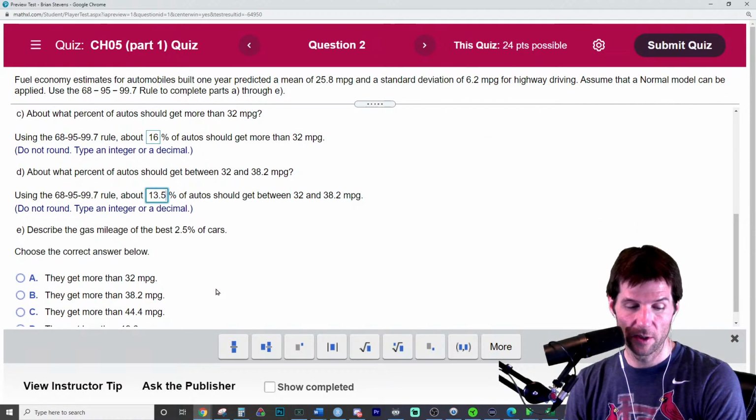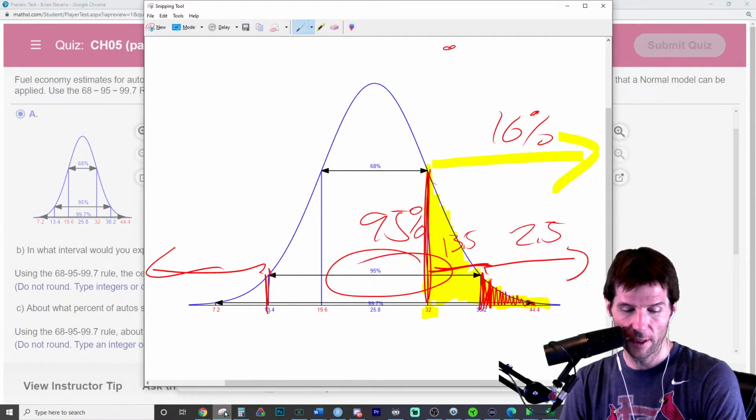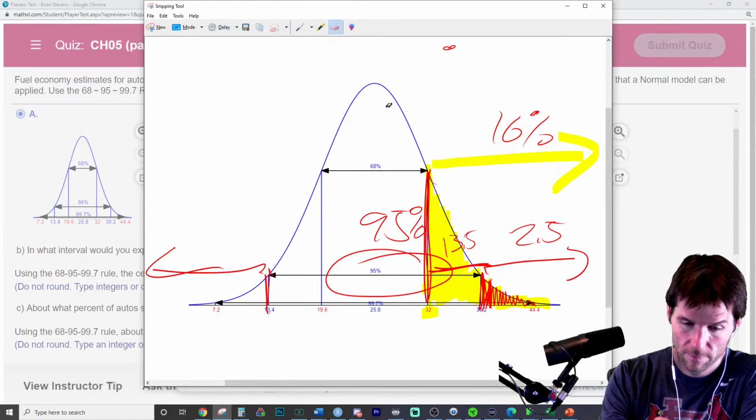And that's got this one right here. Describe the best gas mileage of the best 2.5% of cars. The best 2.5% of cars, we actually have it drawn out still, is at the 38.2. So it's right over here. It's a little hard to see with my drawing.